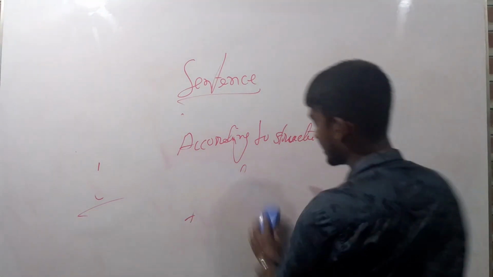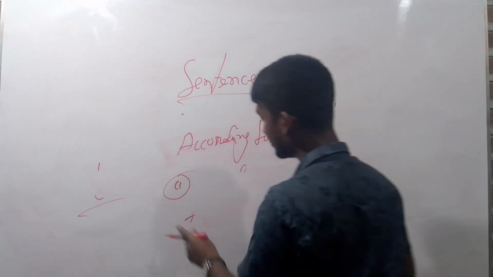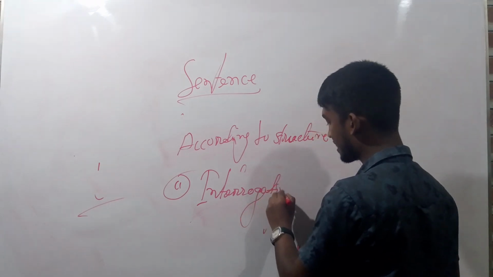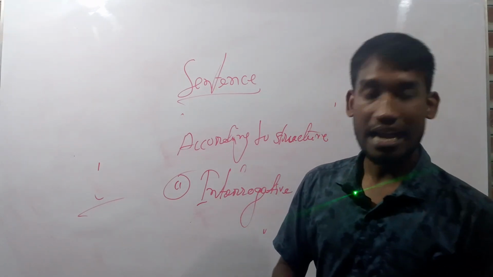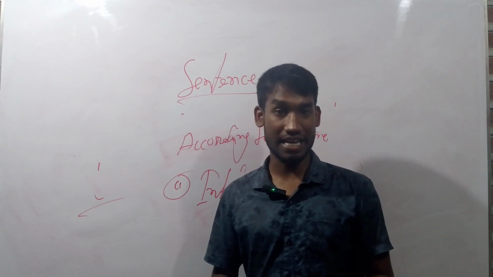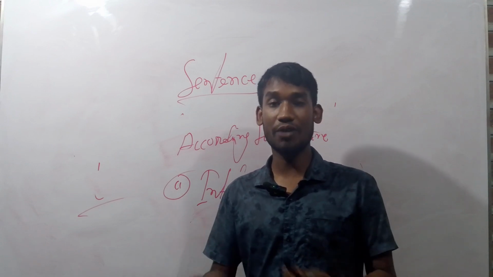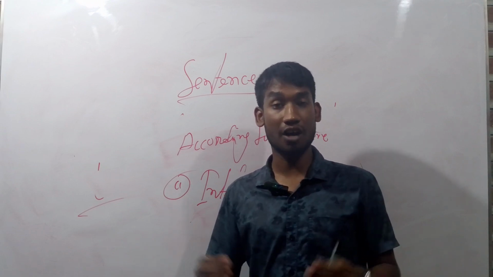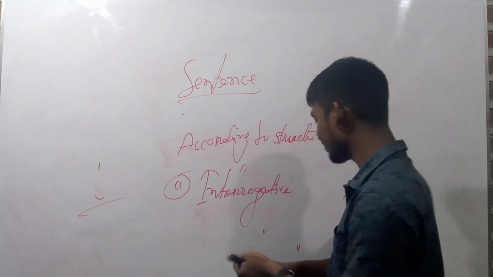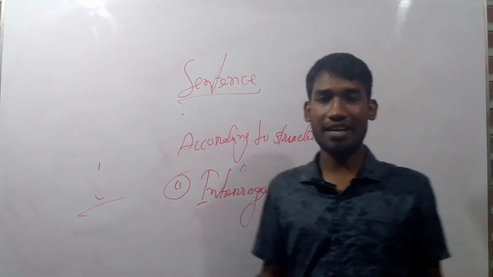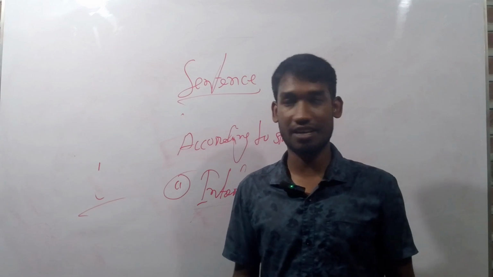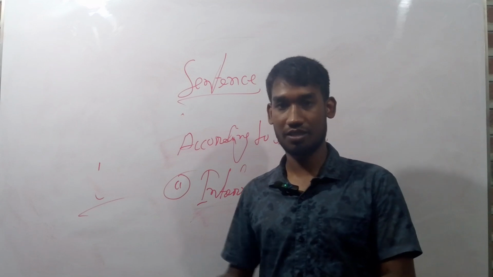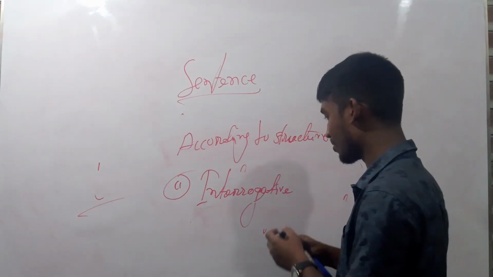And the second one is the interrogative sentence. An interrogative sentence conveys a question. When we ask any kind of question, that type of sentence is called an interrogative sentence. Some examples: What is your name? Where are you from? Which part of the country are you from? So this type of sentence is called an interrogative sentence.